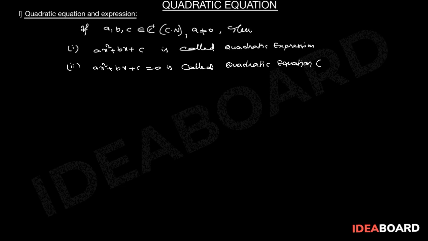Here the x square coefficient a is called the leading coefficient, the x coefficient b is called the linear coefficient, and c is called the pure constant. Now we shall discuss the roots of the equation.